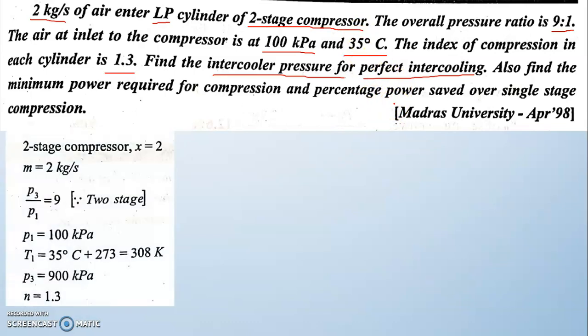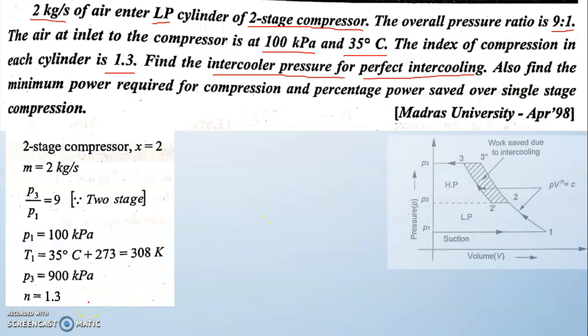Okay, here is the given data. Since it is a two-stage compressor, x equals 2, mass of air m is 2 kg per second, P3 by P1 is equal to 9, P1 is equal to 100 kilopascal, T1 is given as 35 degrees Celsius converted into Kelvin, and P3 can be calculated using the ratio P3 by P1 equal to 9, and the index n is 1.3. For the required formula, this is our PV diagram for the compressor. We start from point 1. The low pressure compressor compresses up to point 2, and from point 2 dash, that is the intercooler work.